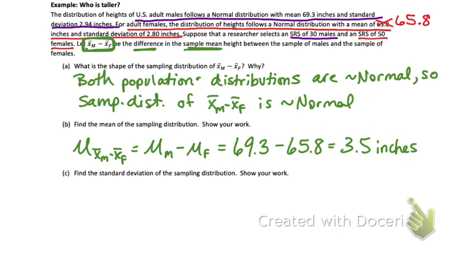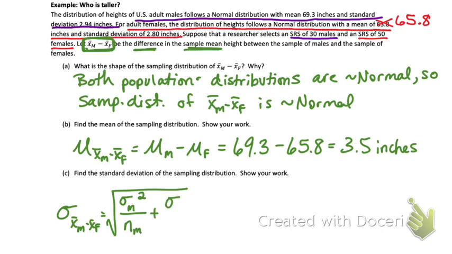And now we're going to check the standard deviation. The standard deviation of X bar M minus X bar F is the square root of the standard deviation of the men squared over the sample size for the men, plus the standard deviation of the females squared divided by the sample size for the females.